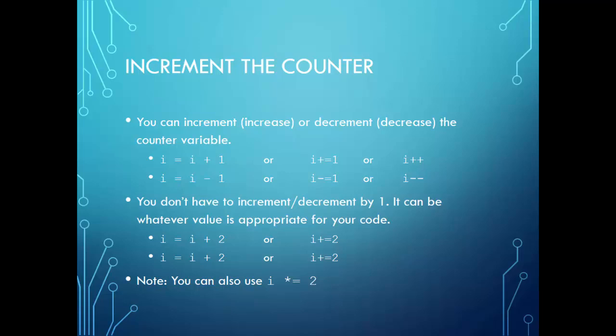So if you need to do something other than 1, you'll have to use the first or second way. So you can do something like I equals I plus 2 or I plus equals 2, or you can use I plus equals 5 or whatever's appropriate. You can also do things like I times equals 2 if you need to do something like maybe a factorial.